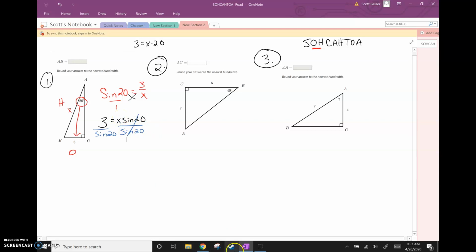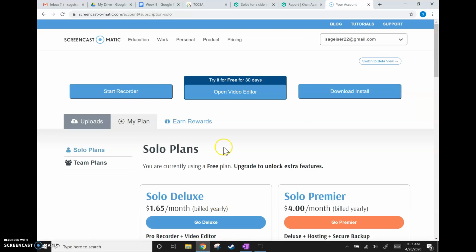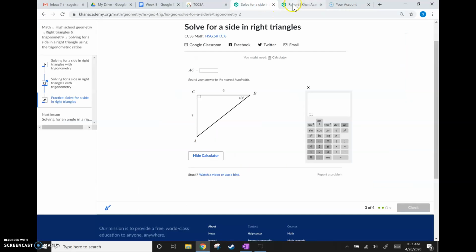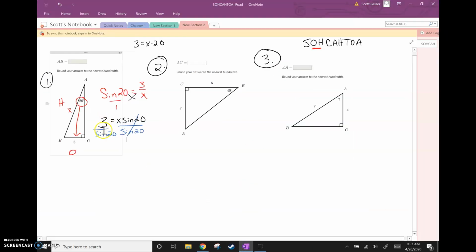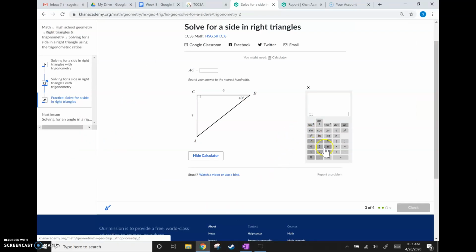Now on Khan Academy, it might look a little different than what you're used to for your calculator. So you can, it's the same thing here. So I need 3 divided by the sine of 20. So I'm going to go back. I can still go 3 divided by sine 20. Just make sure you close your parenthesis here. Boom. So it's 8.77. It's to the nearest hundredth, which should be 2 decimal points.